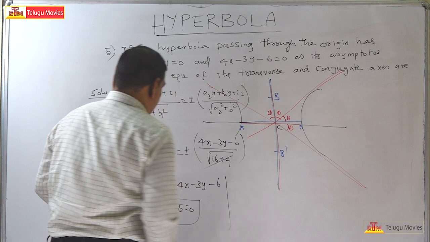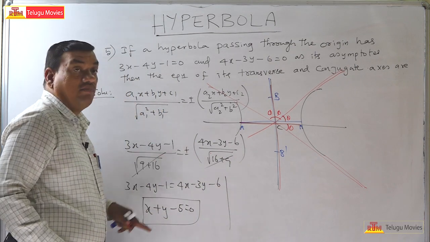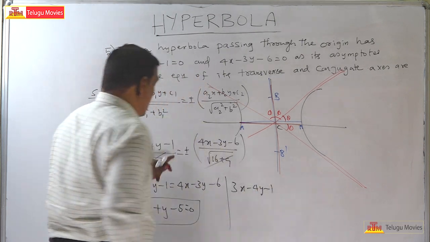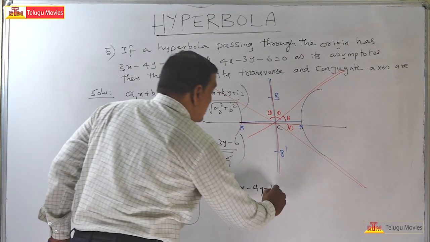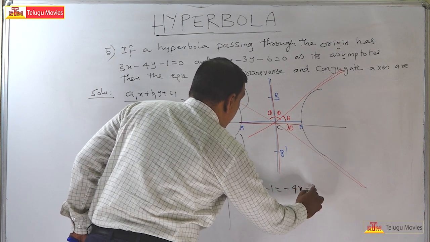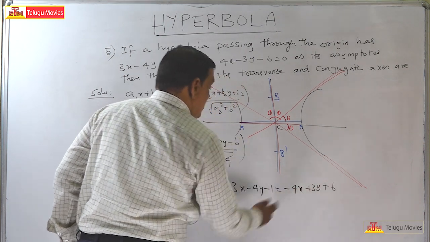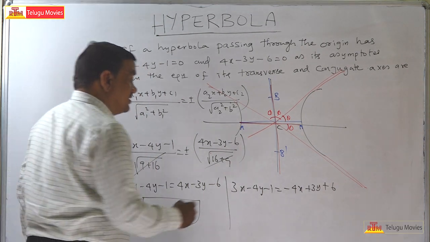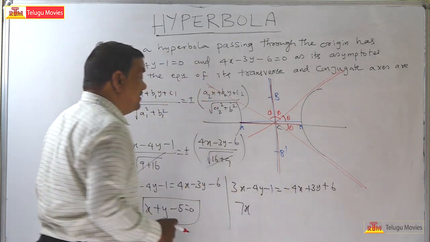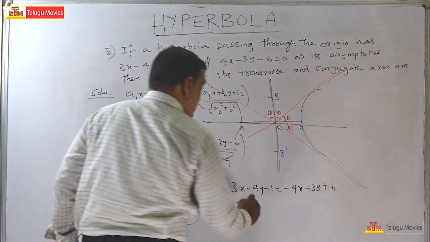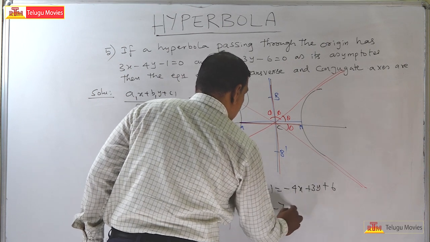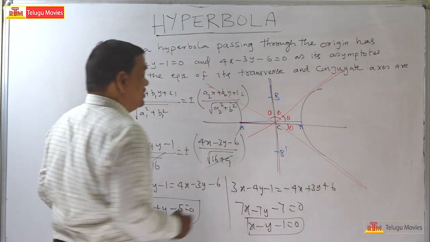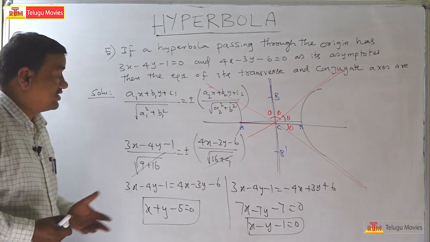The second one is minus: 3x minus 4y minus 1 equals minus of 4x minus 3y minus 6, so that is equal to minus 4x plus 3y plus 6. Bring this side, so this is 3x plus 4x, this is 7x. If you bring this side, minus 7y, minus 7 is equal to 0. Therefore, x minus y minus 1 is equal to 0. This is an equation of either the transverse axis or conjugate axis.